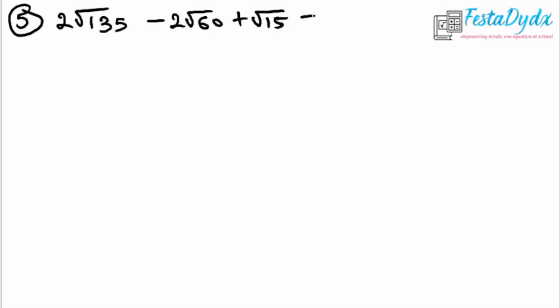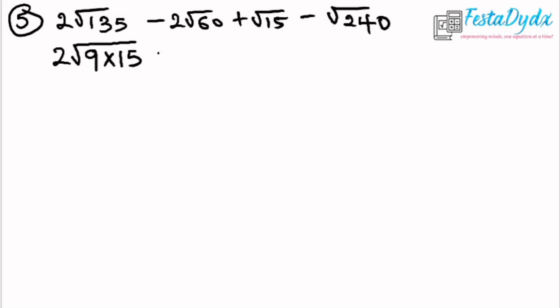So for question number 5, we'll have 2 root 135 minus 2 root 60 plus root 15 minus root 240. Now let's break this down to their simplest form. One will be a perfect square and the other a simple number. So now we'll have 2 root 135. For me to get two numbers, two multiples of 135, I'll be working with 9 times 15. 9 is a perfect square and 15 is a simple number.